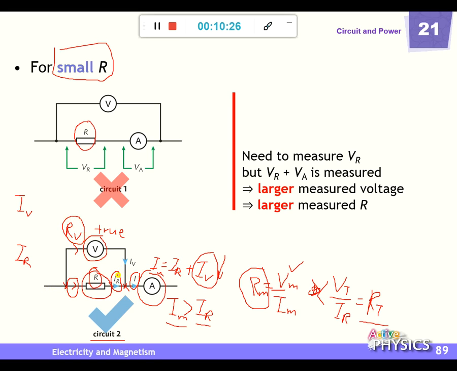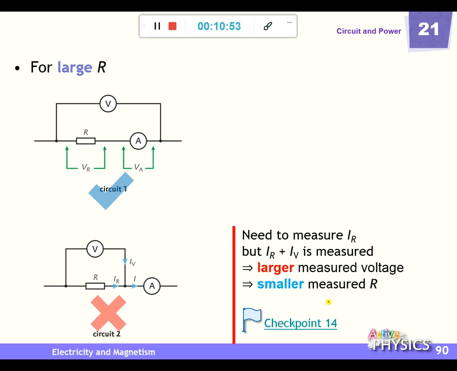Then if you do it like this, of course, the measured R should be smaller than the true value, but we can make IV as small as possible. Then finally, these values are very near the true value. It means that it will be an accurate measurement.